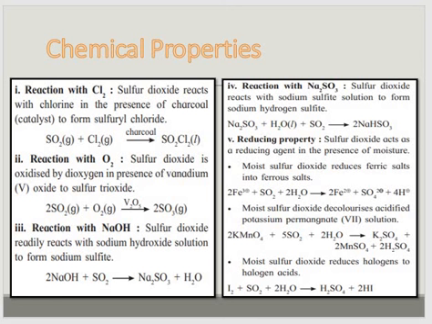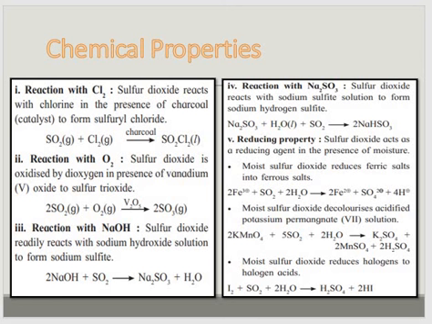Sulfur dioxide reacts with oxygen, or you can say will be oxidized by dioxygen in presence of vanadium pentoxide catalyst to give you sulfur trioxide with chemical formula SO3. Sulfur dioxide reacts with sodium hydroxide to give you sodium sulfite with chemical formula Na2SO3. Here SO2 is behaving as an acidic oxide because it is reacting with sodium hydroxide.